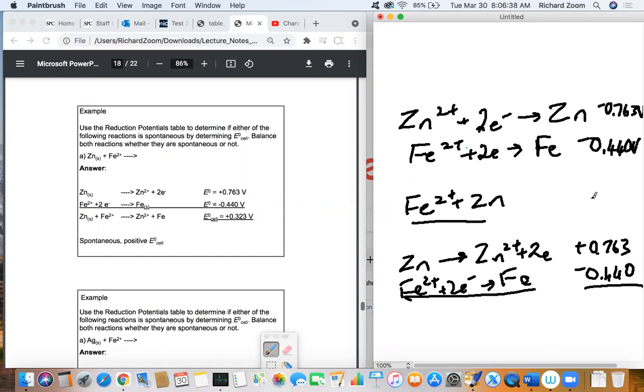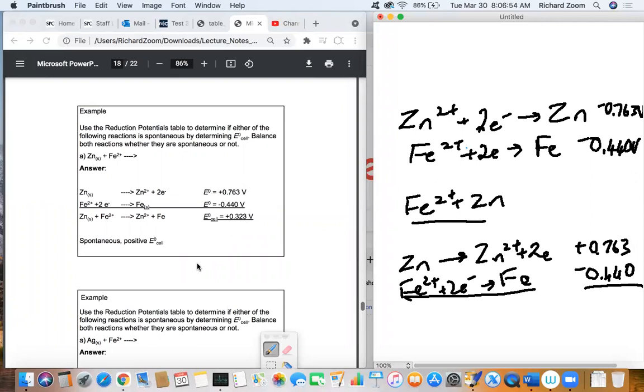Anyway, you can see the math here on the slide. We end up getting a positive E0 cell, which tells us that if I add Fe2+ to zinc solid, I should get a reaction. That's the whole point of it.